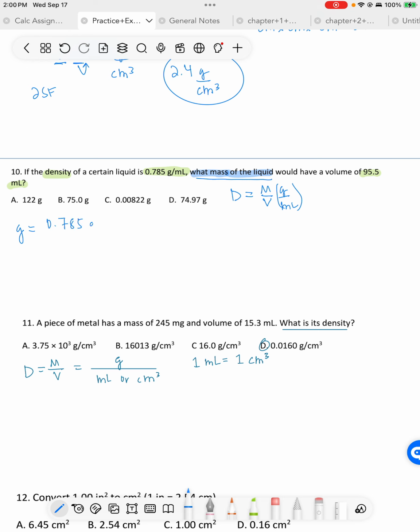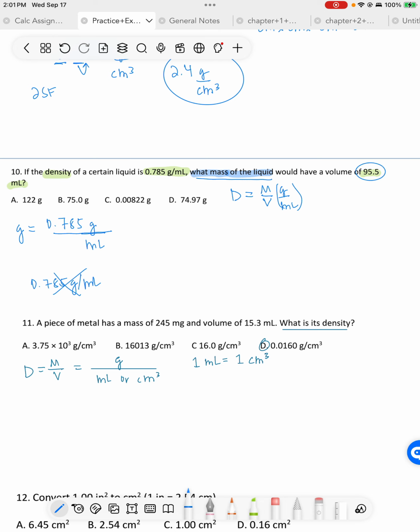So we're going to write grams per milliliter. We're not going to write it like this. We're not going to write 0.785 grams per milliliter. We're going to write it on top and on bottom. All right, and it says would have a volume of 95.5 milliliters.